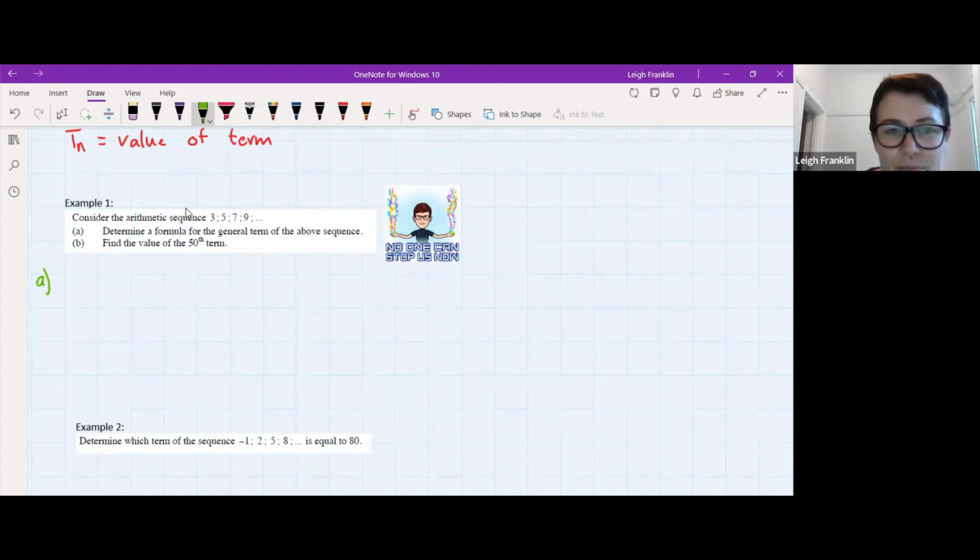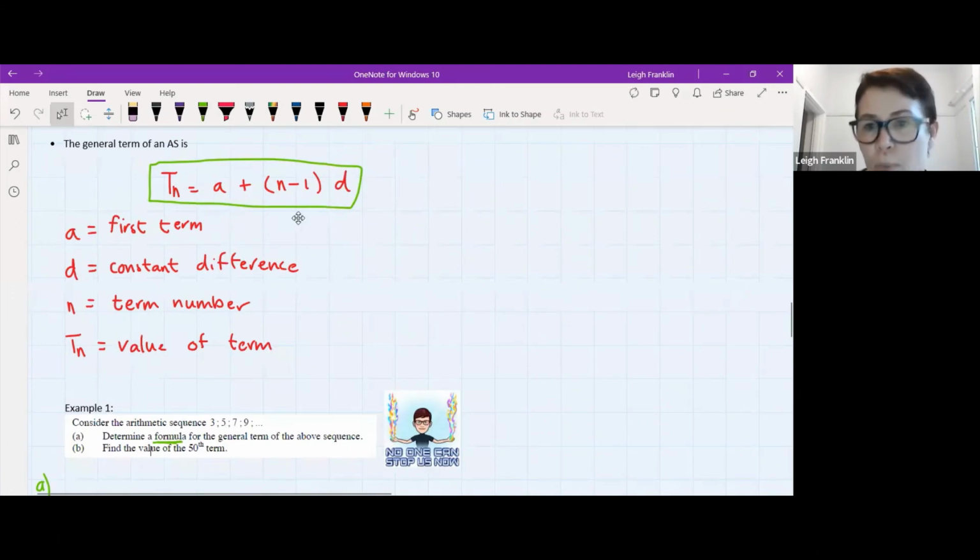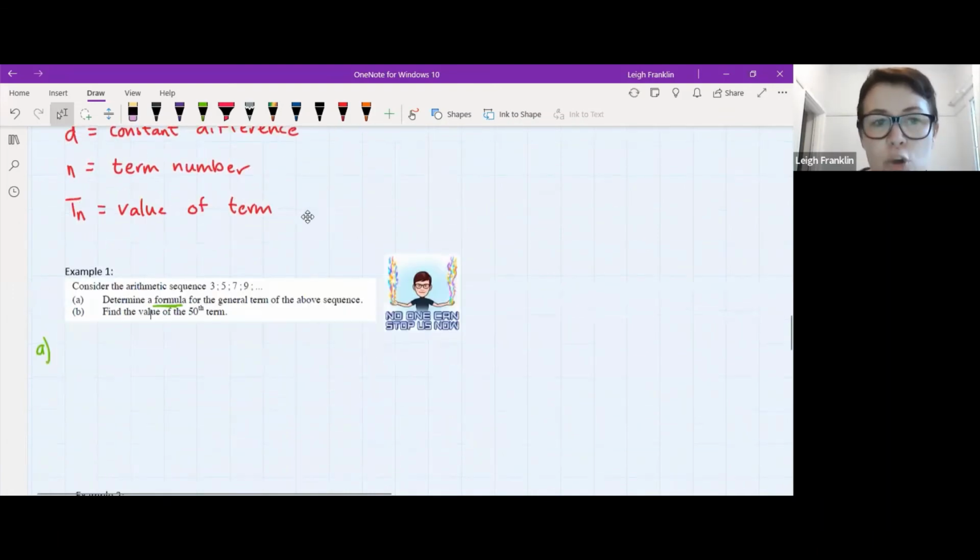I'm not sure, ma'am. That's okay. So they want the formula from us, okay, Percy? So it says here, determine the formula for the general term of the above sequence. So we can see that it's an arithmetic sequence, so we have to use this formula over here, the one with the green border around it, right? So what we will do is we'll look at the pattern. What's the first term in the pattern, Percy? It's 3. So that means that A is 3.